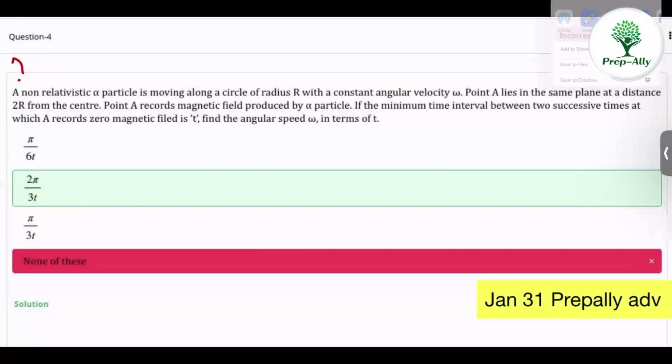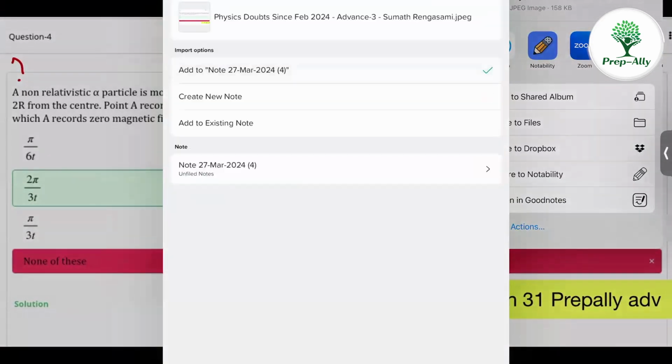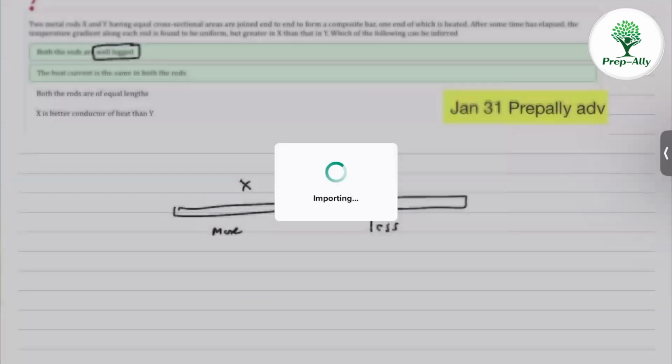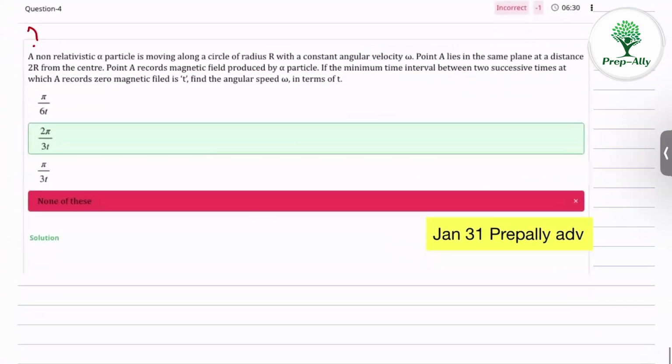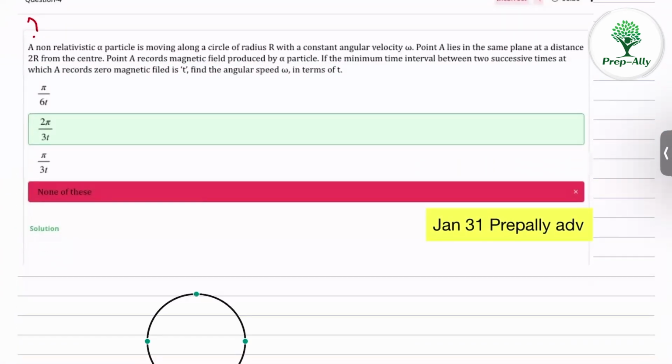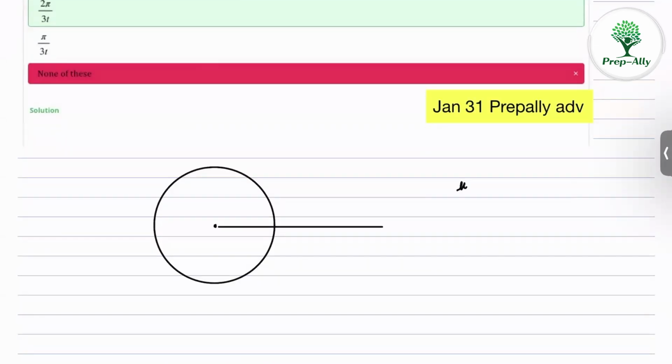Sir, I couldn't get the given answers. Can you tell me what you are doing in this question? Sir, it is given that it will move in a circle. Sir, the magnetic field of any one charge q is mu naught by 4 pi, q into v cross r by r cube.